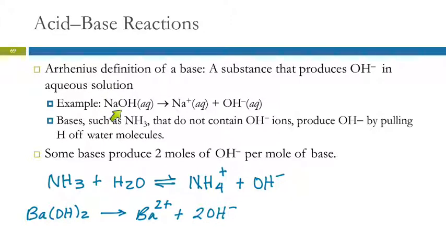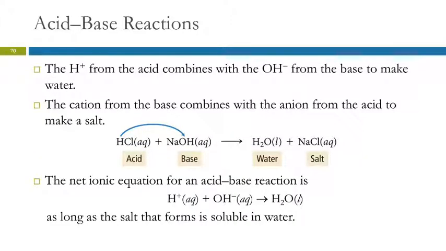Mostly we can identify bases as being ionic hydroxides. So a metal with a hydroxide, that's going to be a base. In an acid-base reaction, the acid produces hydrogen ions in solution, the base produces hydroxide ions in solution. It's the hydrogen and hydroxide ions that react. So we've got the hydrogen ion from the acid and the hydroxide ion from the base coming together to make water.